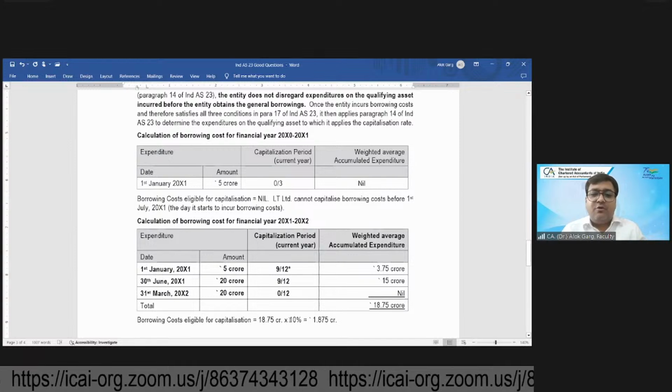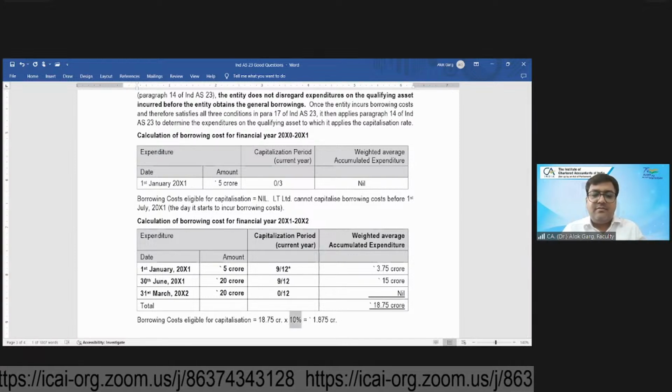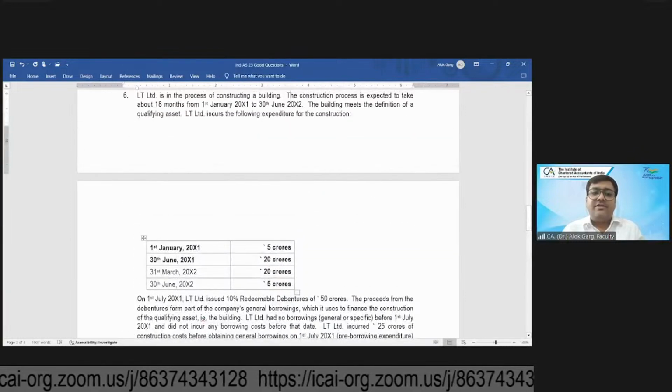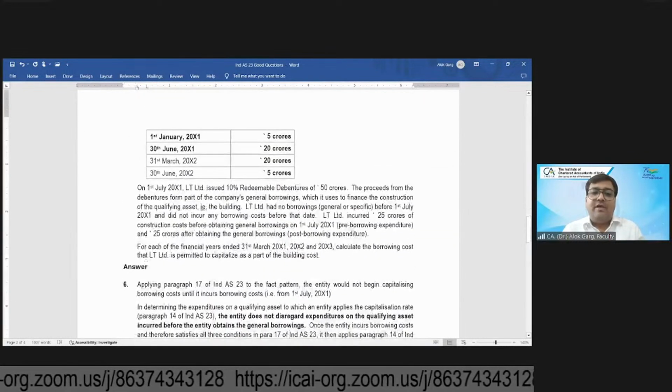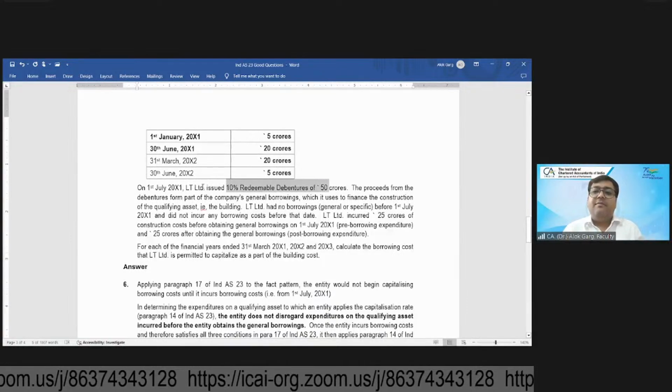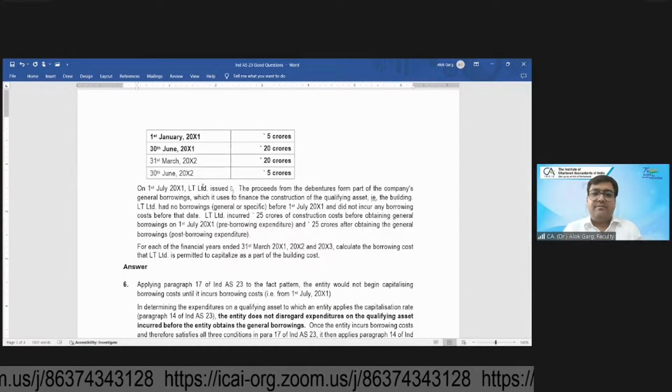Percentage, are you talking about 10%, Abrikesh? It is coming out from the question itself. The question says that on 1st July 20X1, LT Limited issued 10% redeemable debentures of rupees 50 crore.